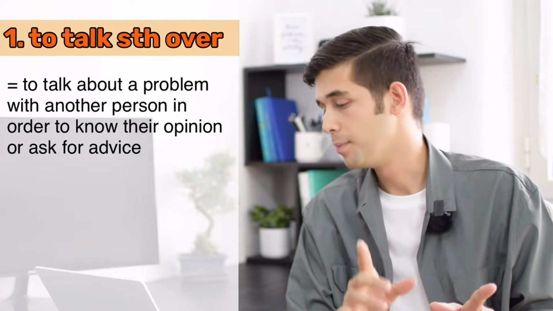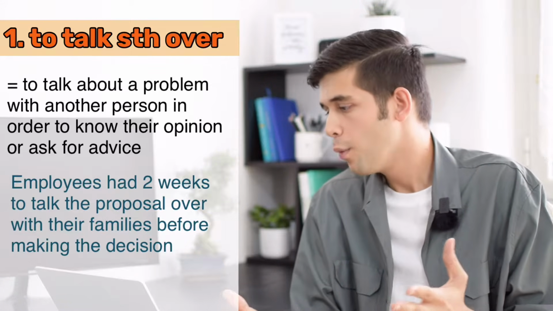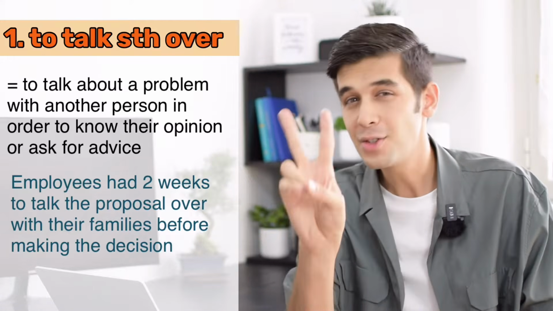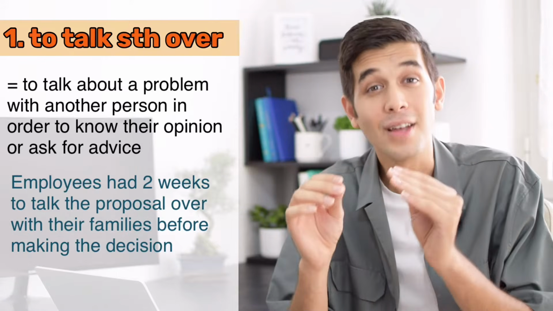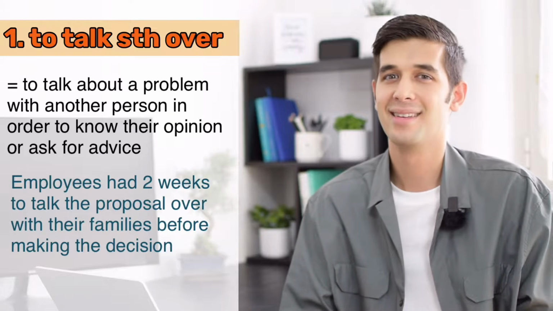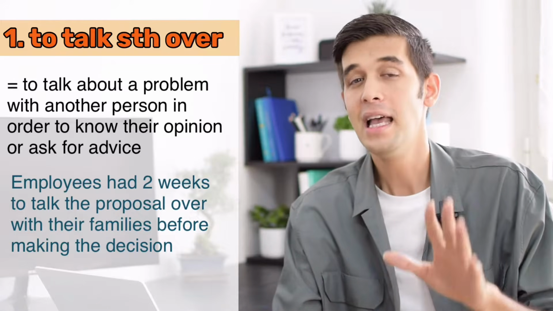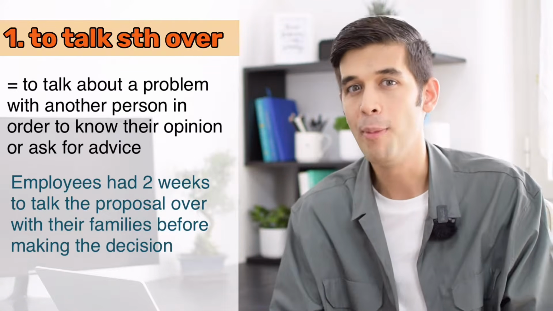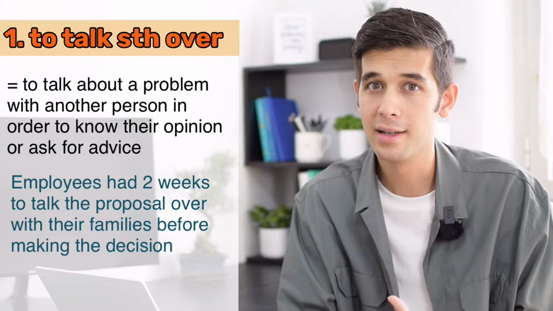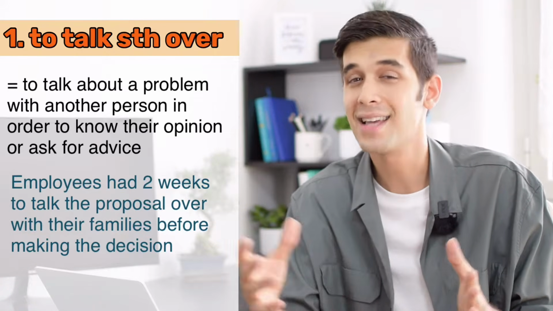Look at this other example. Employees had 2 weeks to talk the proposal over with their families before making a decision, which means before making their final decision, they had 2 weeks to go home, talk to their families about the proposal they were offered at work, and then make their final decision. They had 2 weeks to talk it over.